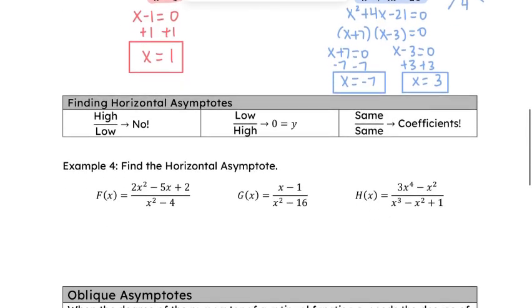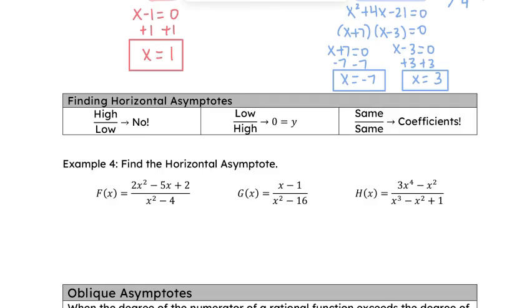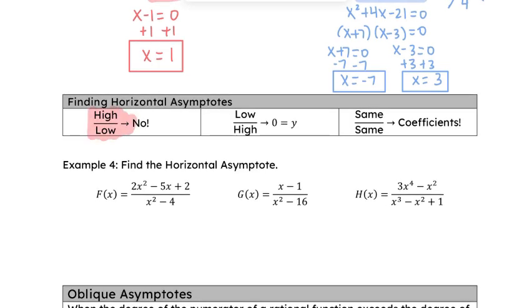Finding the horizontal asymptotes is where it's a little bit different. You've got three different cases that you're going to look at. All three of them are talking about the degree of the numerator versus the degree of the denominator. The first one is a higher degree over a lower degree, and that means that there's no horizontal asymptote. The second one is a lower degree over a higher degree, and that means that your horizontal asymptote is going across at 0 on the axis. And the last one is if you have the same degree on top and bottom. And for that one, you're going to take your coefficients.